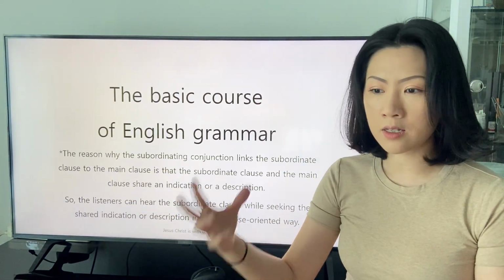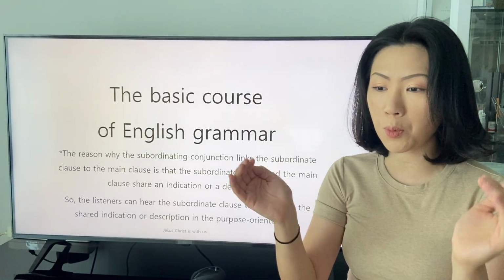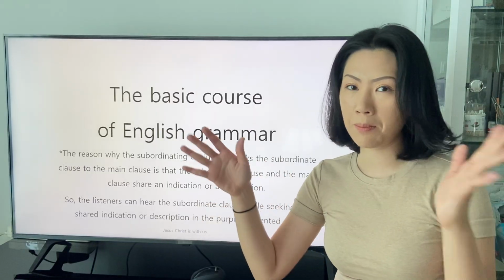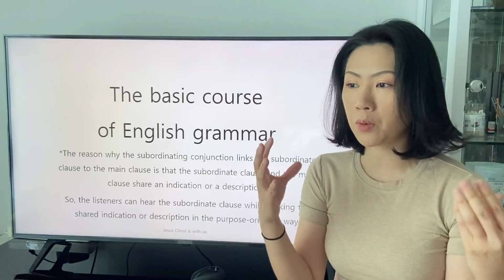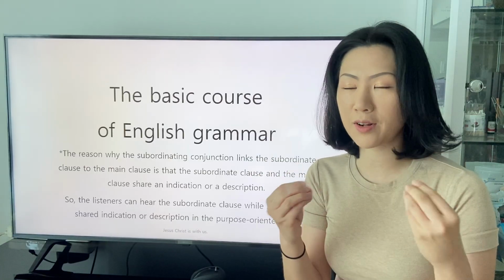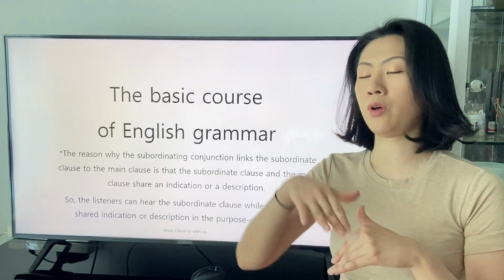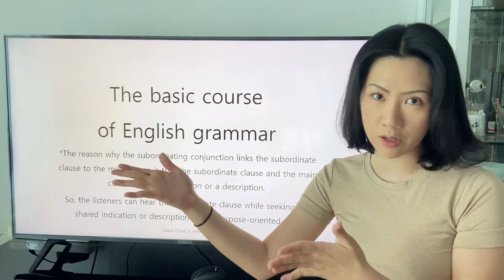The fact that the subordinating conjunction is needed means that the subordinate clause has a specific role in the main clause. So we will start to study about the subordinating conjunctions according to the roles that the subordinate clause can have in the main clause.